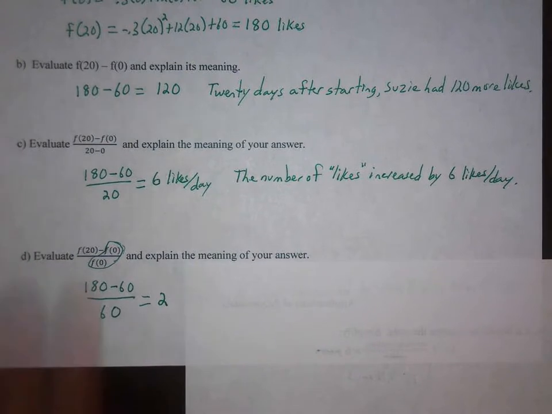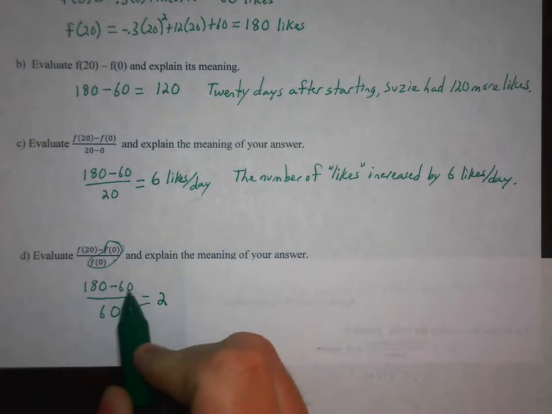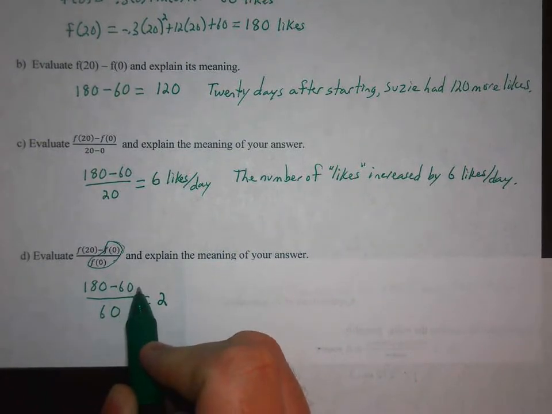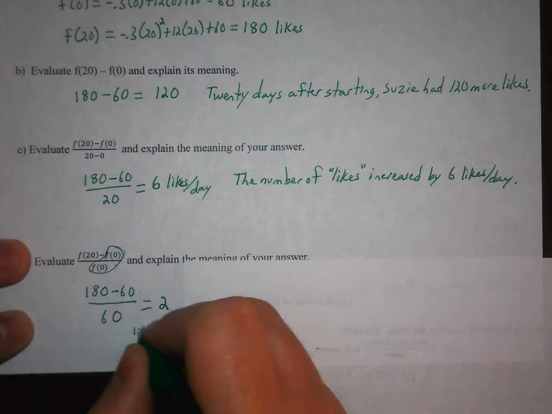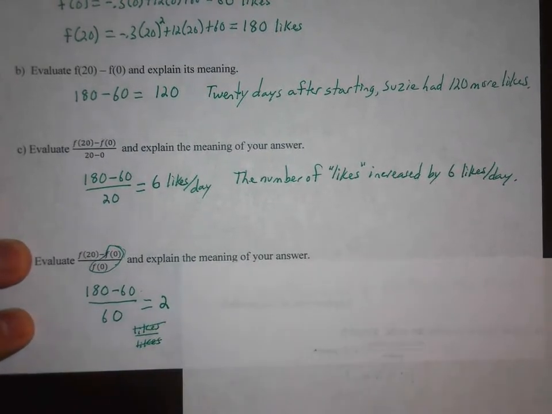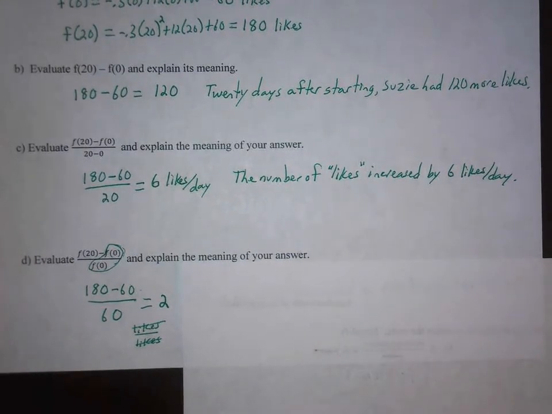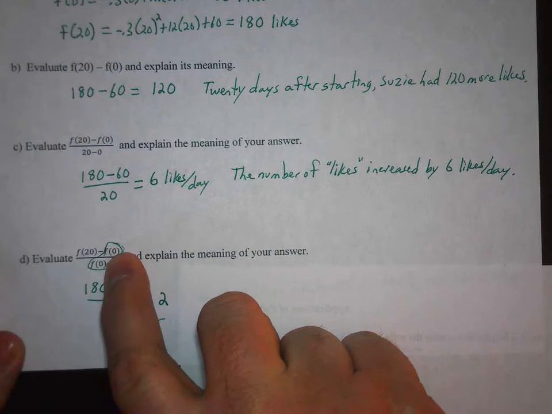Now there's a reason why I'm giving you that one where you get exactly 2. It's to pay attention to what we have as our units. This was likes on top, and then f of 0 was also 60 likes. So if you have likes over likes, they cancel out and there's no more units left. So what's happening here is this is your relative change. Remember when you had new minus old over old? These two numbers here match up.